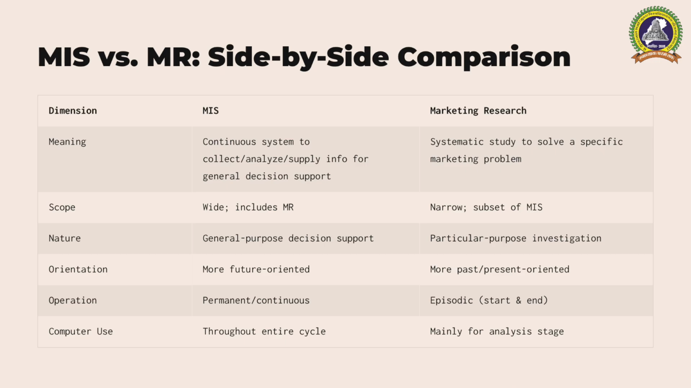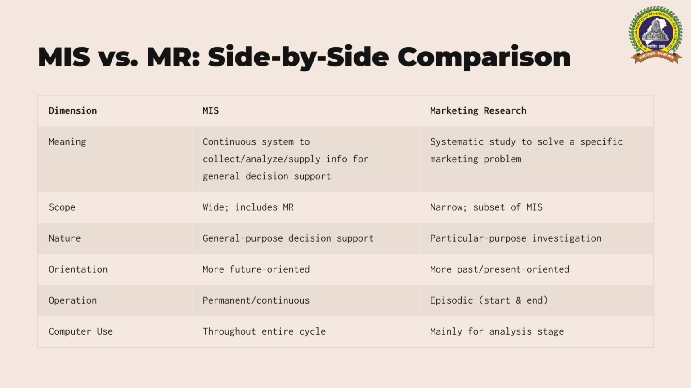Next, operation. An MIS is a permanent and continuous system. It has a starting point but no ending point. On the other hand, marketing research is not a continuous system. It is only used when a company faces a specific problem. So it has both a starting point and an end point. Finally, computers. An MIS is heavily based on the use of computers for its entire operation. On the other hand, MR, while it certainly makes use of computers, primarily uses them only for the analysis stage of its information.